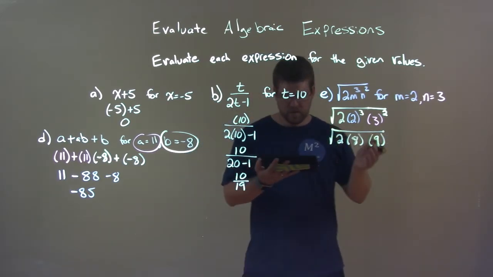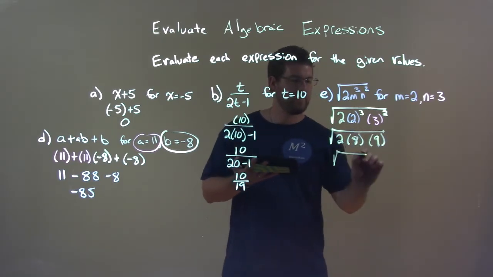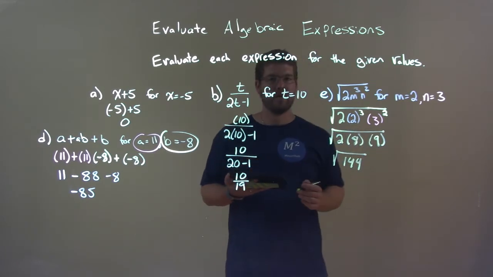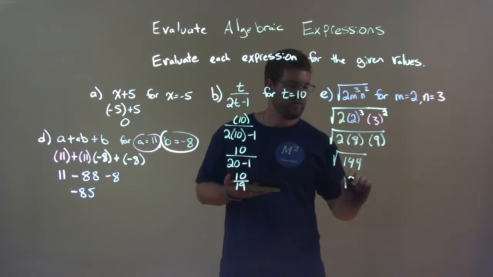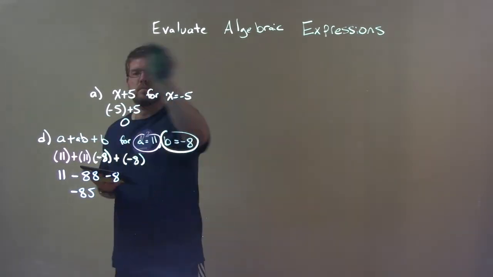Okay? So now we simplify. 2 times 8 times 9 is 144, and the square root of 144 is 12. And there you have it. So let's move on.